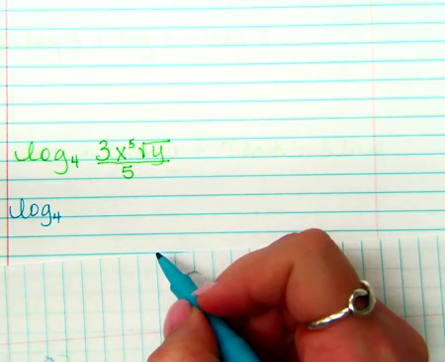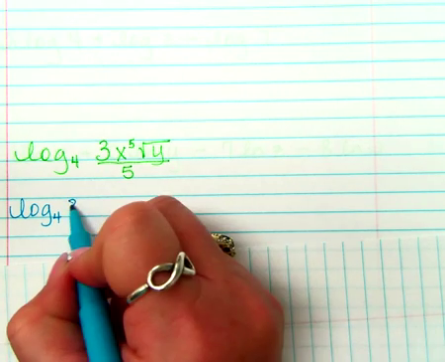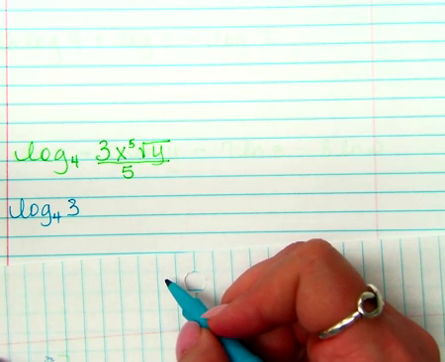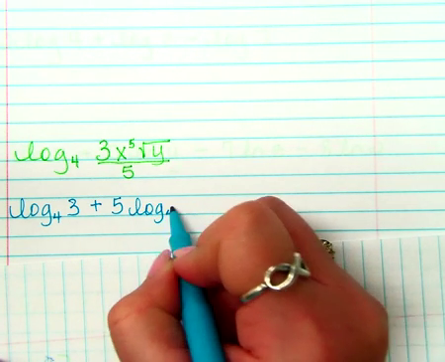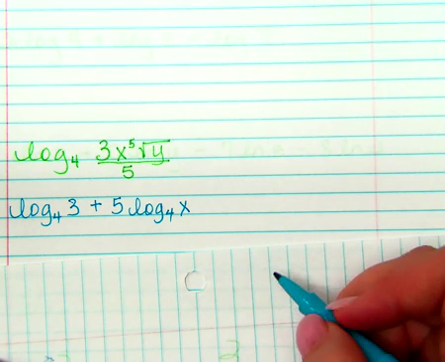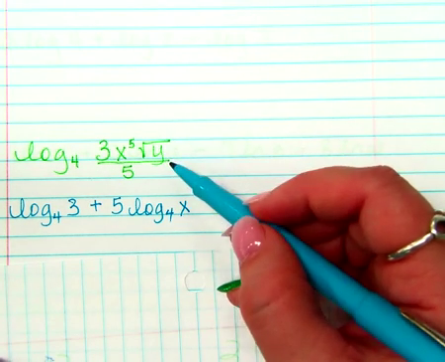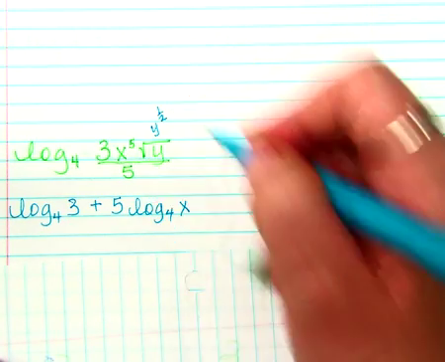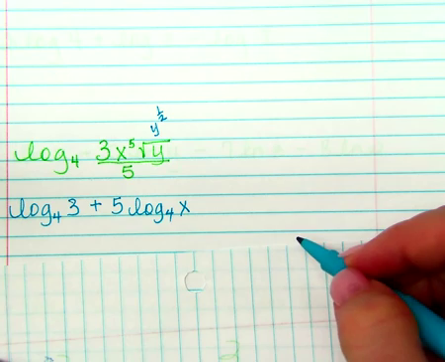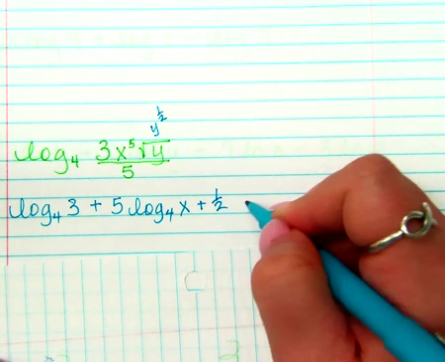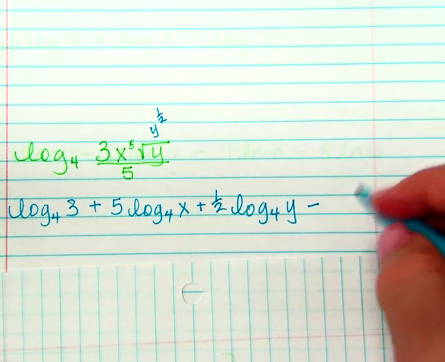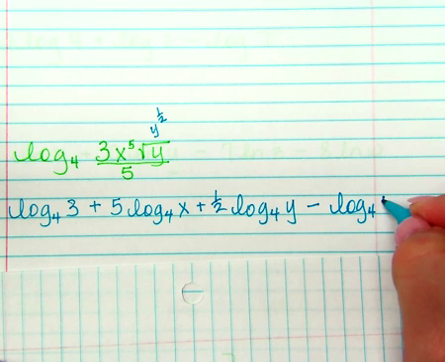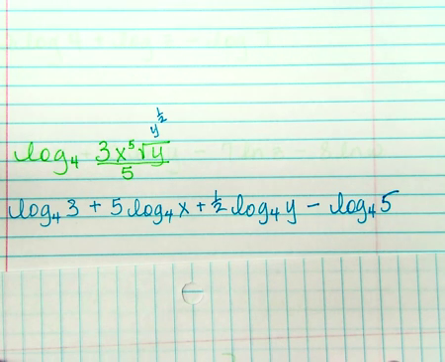Okay? So let's start. What's first? Log base 4 of 3, plus or minus? Plus 5 log base 4 of x. Can I do this in my head, or do I need to write some notes down? Okay. Well, isn't that really y to the 1/2 power? I can do that. So what do I write next? Plus 1/2 log base 4 of y, minus log base 4 of 5. Done. Easy or hard?